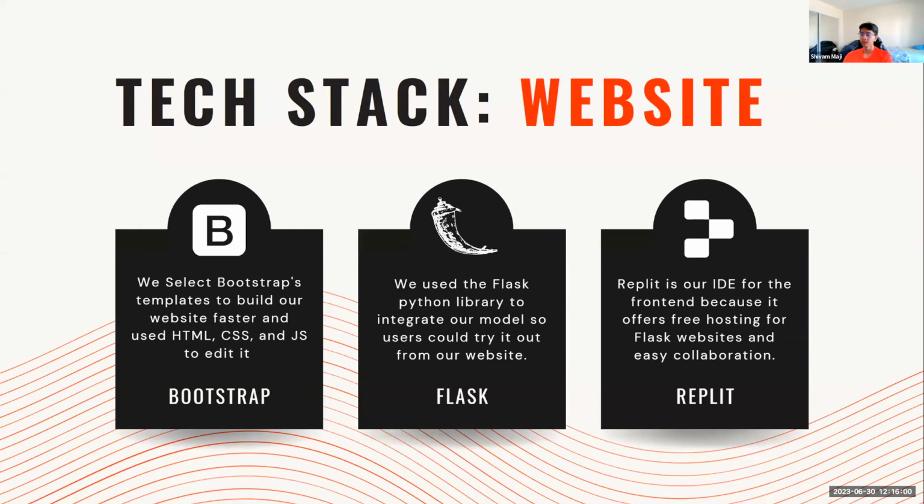For our website front end, we used Bootstrap CSS templates, which made CSS development a whole lot faster. We also used Flask to integrate our model into our website via API calls. And finally, we used Replit to actually code the website because it offered free hosting and easy collaboration.